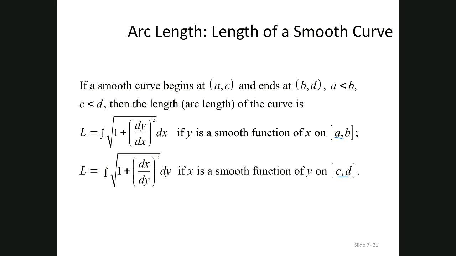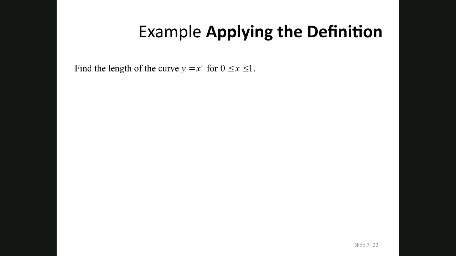So let's do an example here. It says find the length of the curve y is equal to x squared from 0 to 1. Okay, well, we know what that looks like, right? X squared looks like this, doesn't it? It's a parabola, and we're going from 0 to 1. I want to know what the length of this curve is.